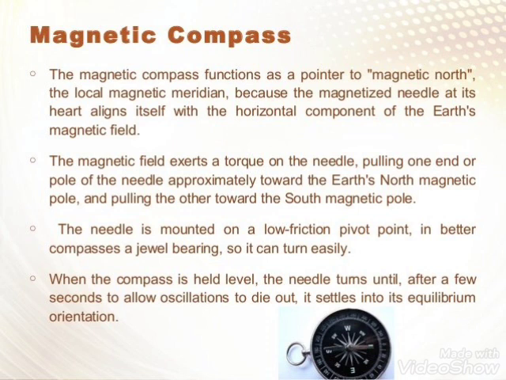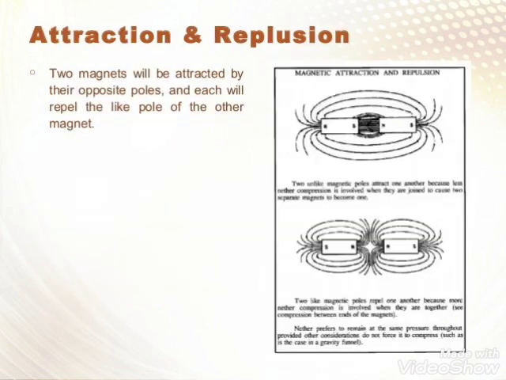It works on the directive property of a magnet. You keep the compass at any place, it will always indicate the north-south direction when it comes to rest, because it works on the directive property of a magnet. It helps the travelers as well as navigators and tells them the direction in which they are traveling.